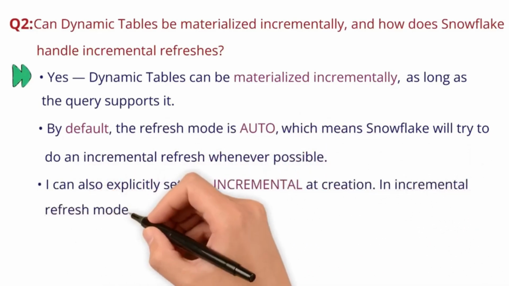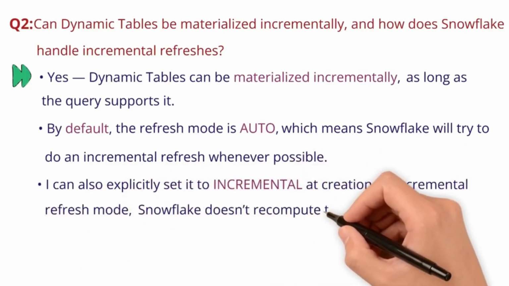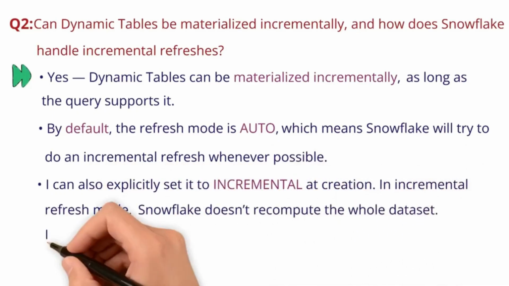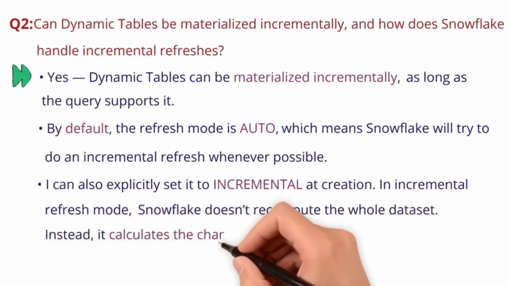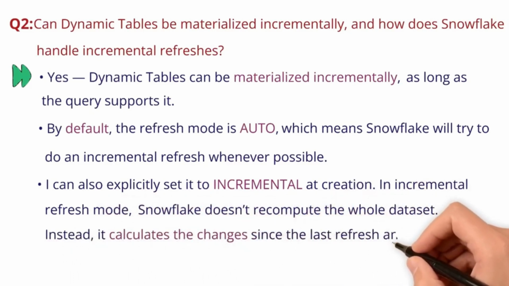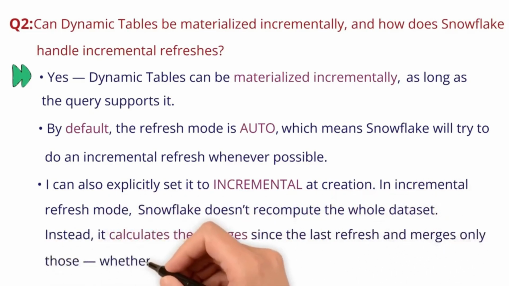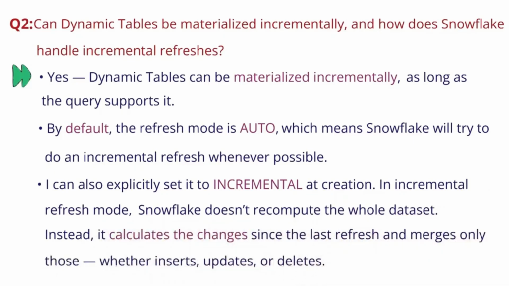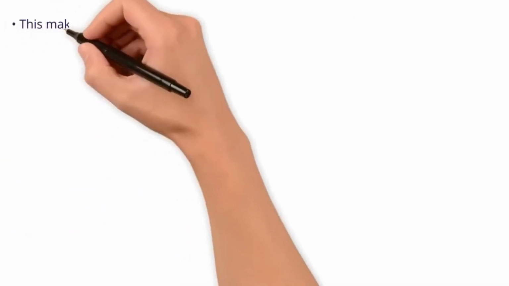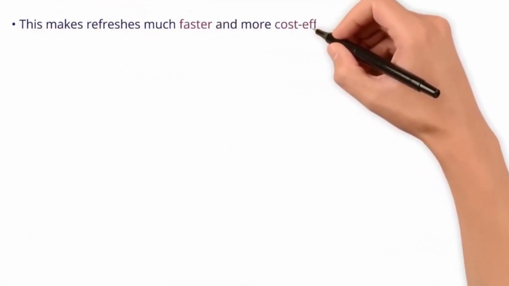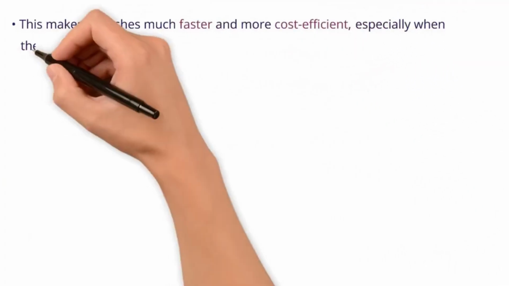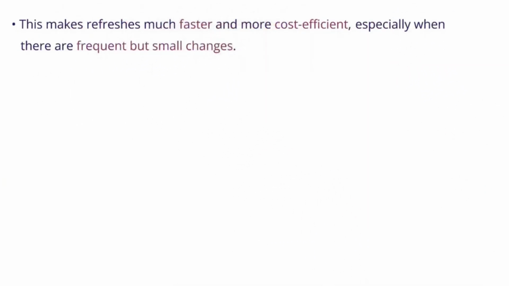In incremental refresh mode, Snowflake does not recompute the whole dataset. Instead, it calculates the changes since the last refresh and merges only those that are inserts, updates, or deletes. This makes refreshes much faster and more cost-efficient, especially when there are frequent but small changes.